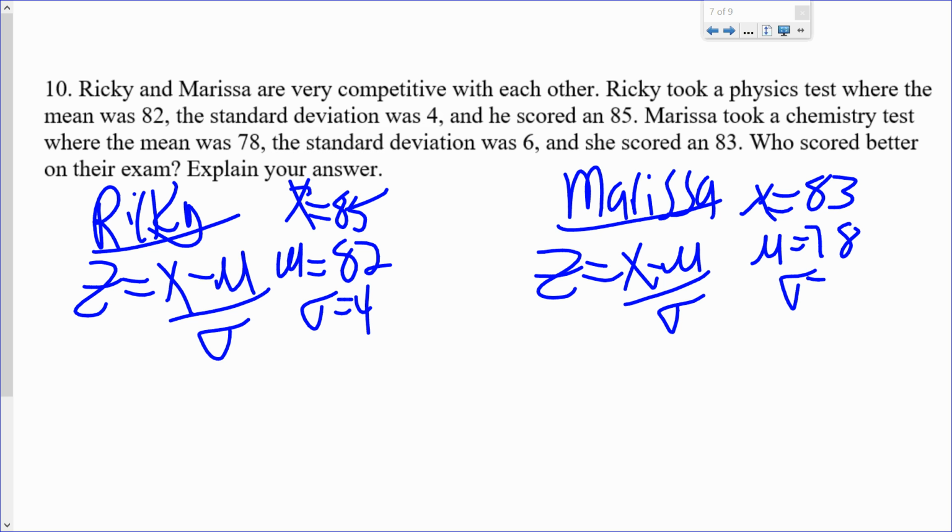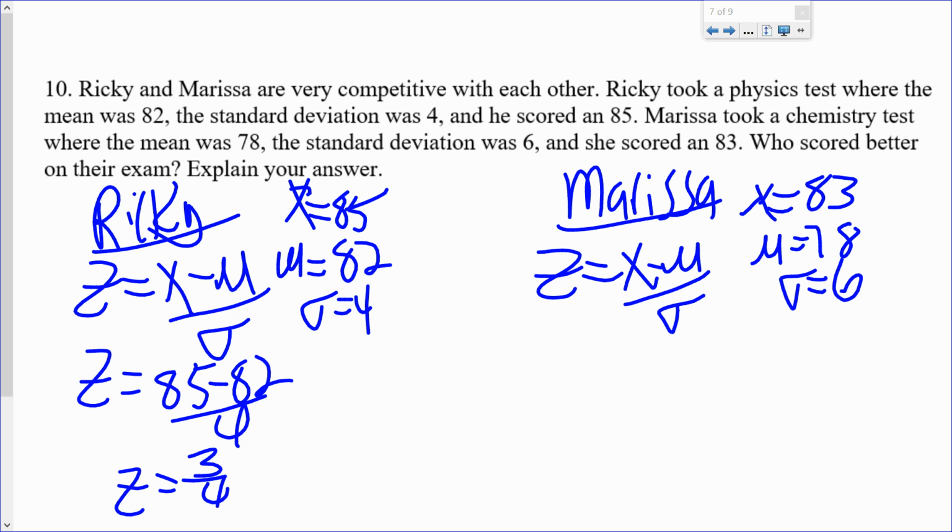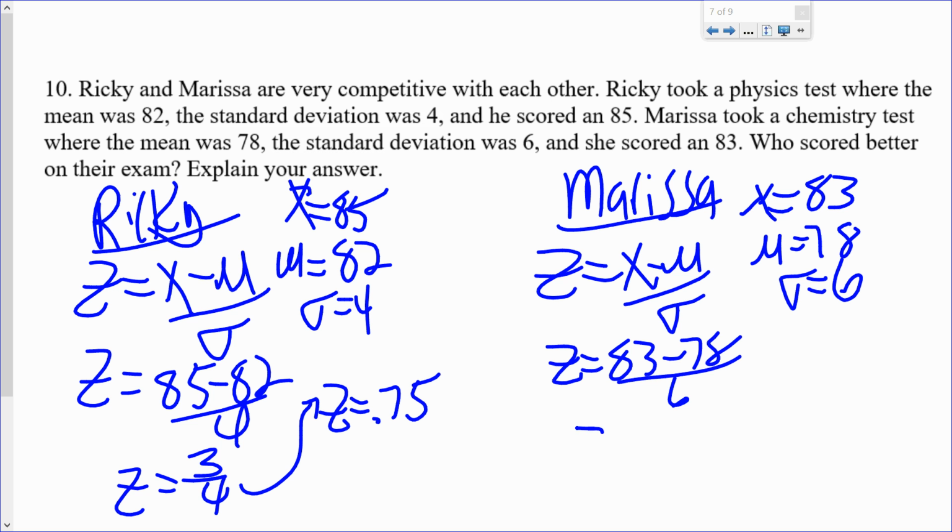78, standard deviation 6. So Ricky's z-score was 85 minus 82 over 4. That's 3 over 4, 0.75. Marissa was 83 minus 78 over 6. Z equals 5 over 6. 5 over 6 is, I think it's like 0.83 repeated.